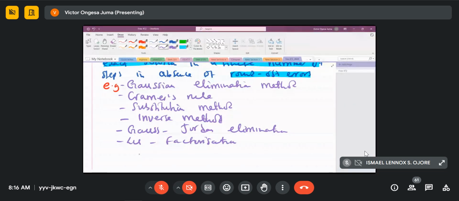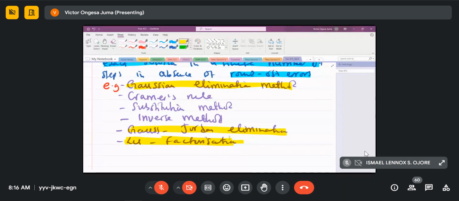And so for this course, I will look at these. The other methods, I think you looked at them somewhere, so I won't repeat them here. I will look at Gauss-Jordan and at LU factorization. We shall look at how these methods are used to solve systems of linear equations, and after that, how they can be used to find other things.